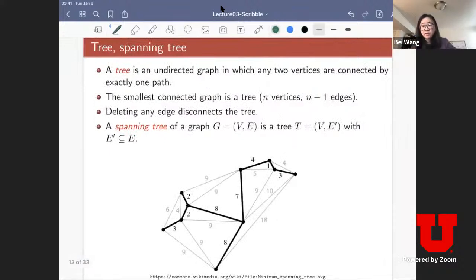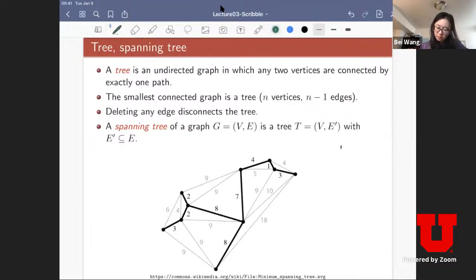All right, so the next thing is the definition of a tree. A tree is actually a special type of graph. A tree is an undirected graph. Of course, I haven't defined what is directed or undirected. If I have a graph whose edges have direction assigned to them, those are directed graphs, otherwise it's undirected. So a tree is an undirected graph in which any two vertices are connected by exactly one path.